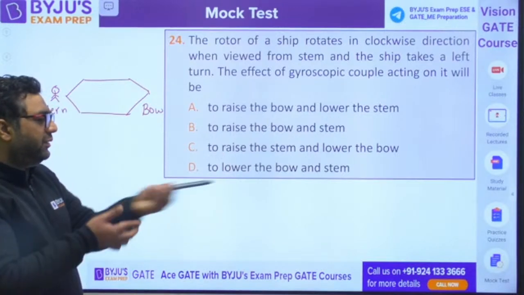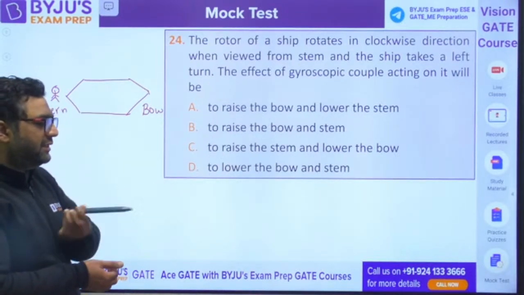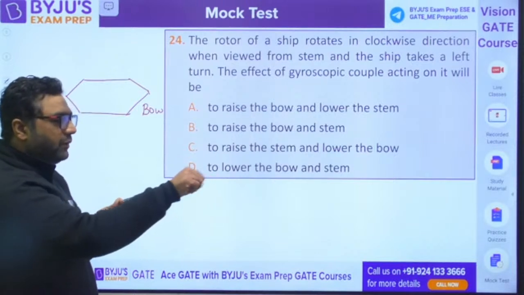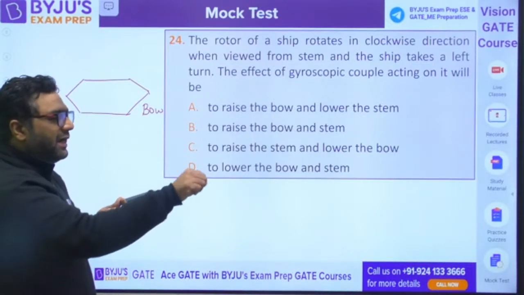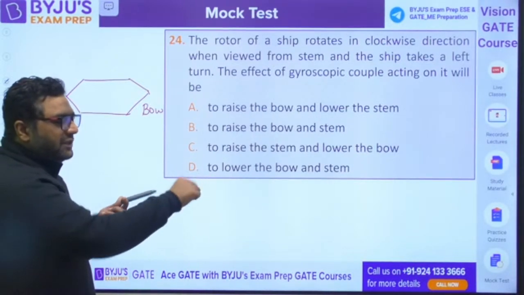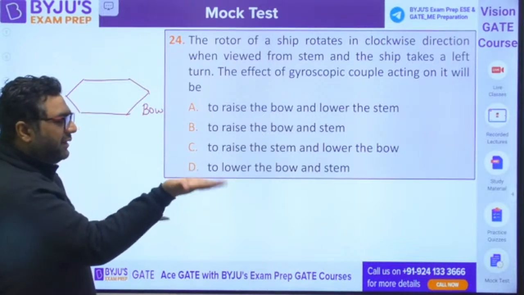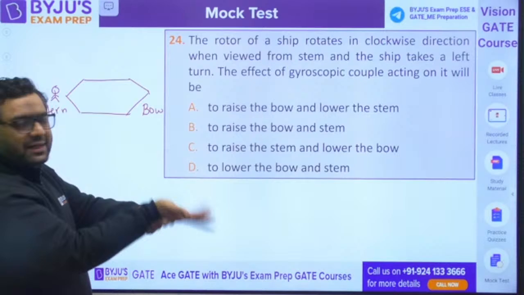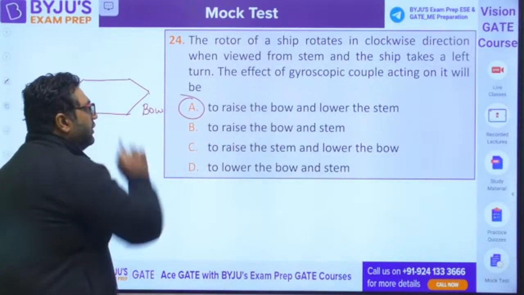So it is going to be like this. So this is going to be the direction of precession. This will be the reactive couple. It will be coming like this. So it is going to raise the bow and lower the stern. So the answer will be A for this.